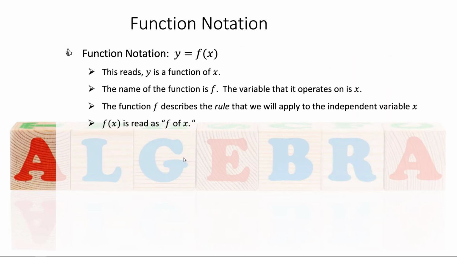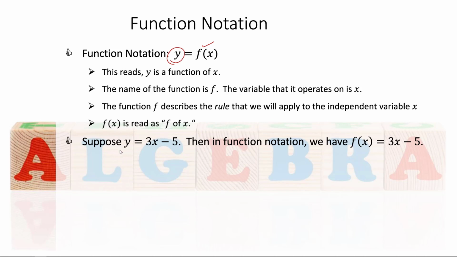Now we want to talk about function notation. Function notation is basically just another way of expressing the variable. Essentially, we are going to replace our y, our dependent variable, with this thing called f of x, where f is the name of the function, and x is the independent variable. When we set this equal to something, that equality is the rule that we will apply to the independent variable x. We read this as f of x.